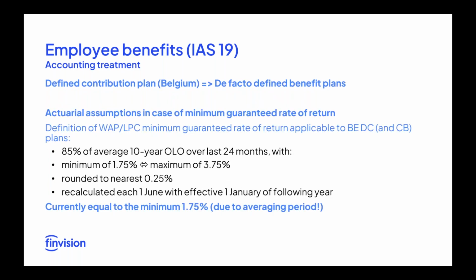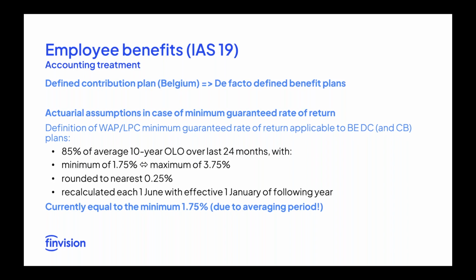What is the minimum return? As said in the past, it was 3.25 and 3.75. It is basically derived in Belgium from the 10 years OLO, and it's the 85% of the average over the last 24 months. Given discount rates were quite low over the last years, they have come to the minimum of 1.75 the last recent years.